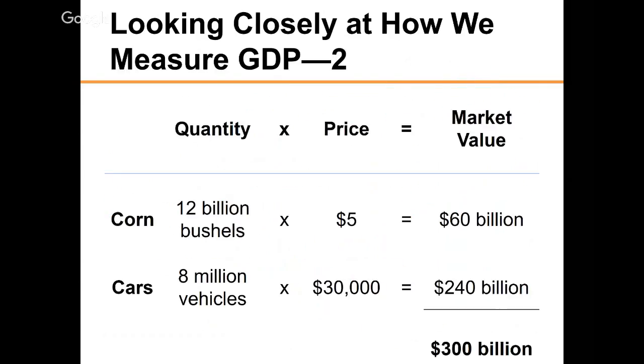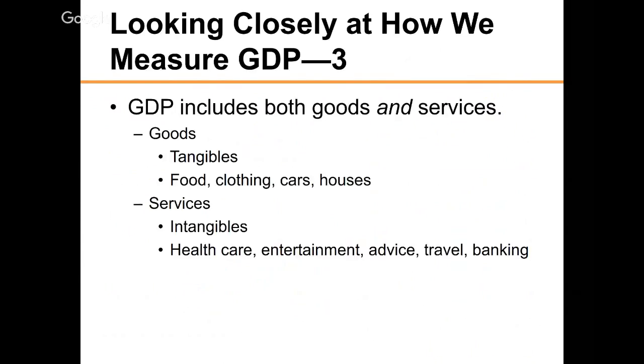All right, so market value. To find the market value, again, we're using the quantity times prices. Once you find the value for corn plus the value for cars, that'll give you the total market value. GDP is not just about how many goods you're producing, it also includes how many services you're producing. Right now the US is the number 2 economy in the world. We produce the second most goods and services.